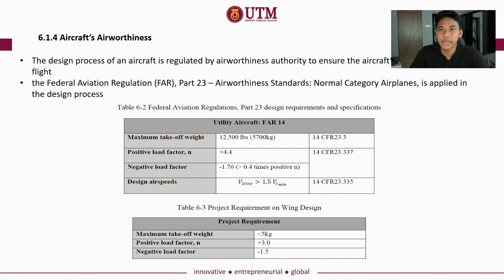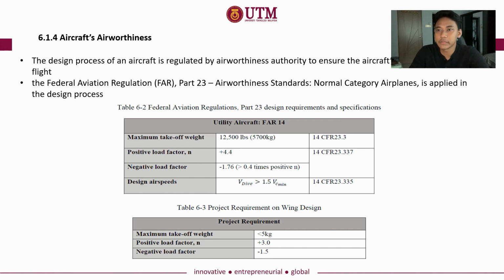We move to the next part, which is aircraft airworthiness. The design process of an aircraft is regulated by the Airworthiness Authority to ensure the aircraft's suitability for safe flight, and also the Federal Aviation Regulation Part 23 Airworthiness Standards. It belongs to normal category airplanes and is applied in our design process. This is because of some limitations given for our project requirement: our maximum takeoff weight must be less than 5 kg, our positive load factor is 3.0, and our negative load factor is negative 1.4.